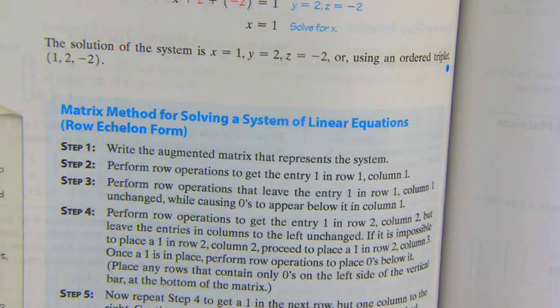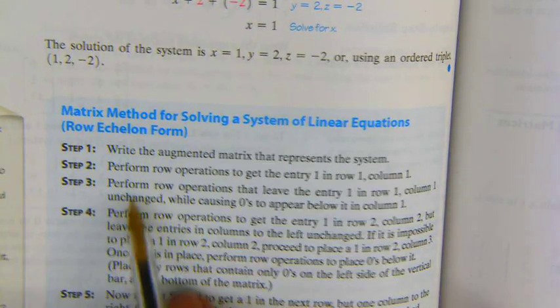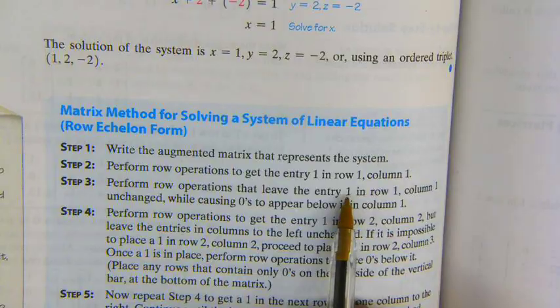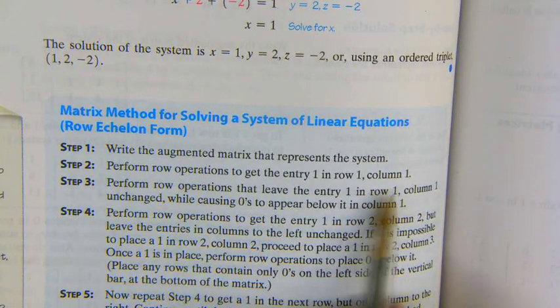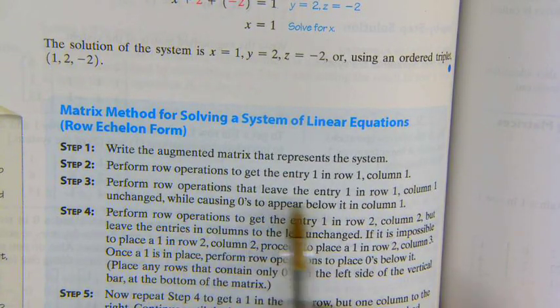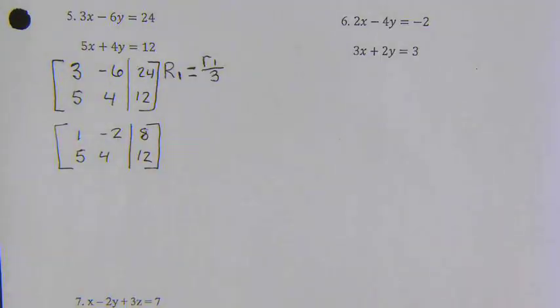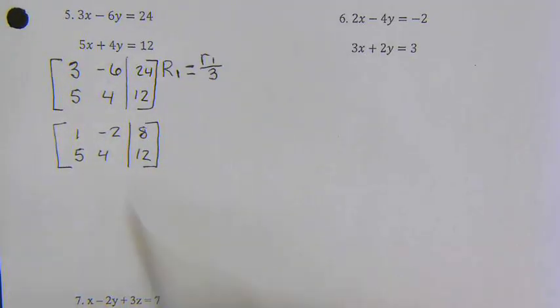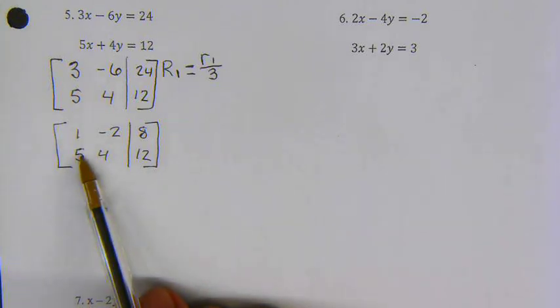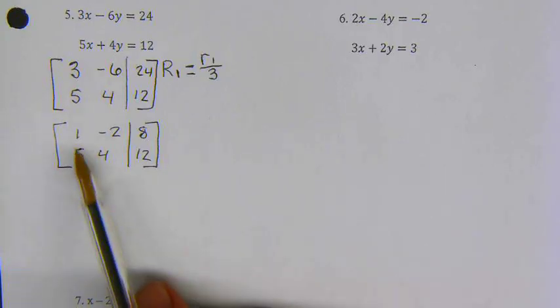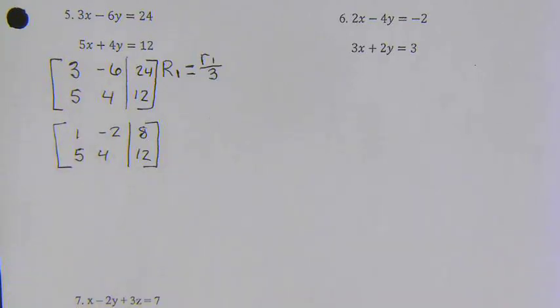Step 3. Perform row operations that leave the entry 1 in row 1, column 1 unchanged while causing zeros to appear below it in column 1. If it's just a 2 by 2 matrix like this, that just means there's only one row below it. This 5 needs to turn into a 0. So I need to leave this a 1 and turn this 5 into a 0. So I'm going to perform row operations to do this.